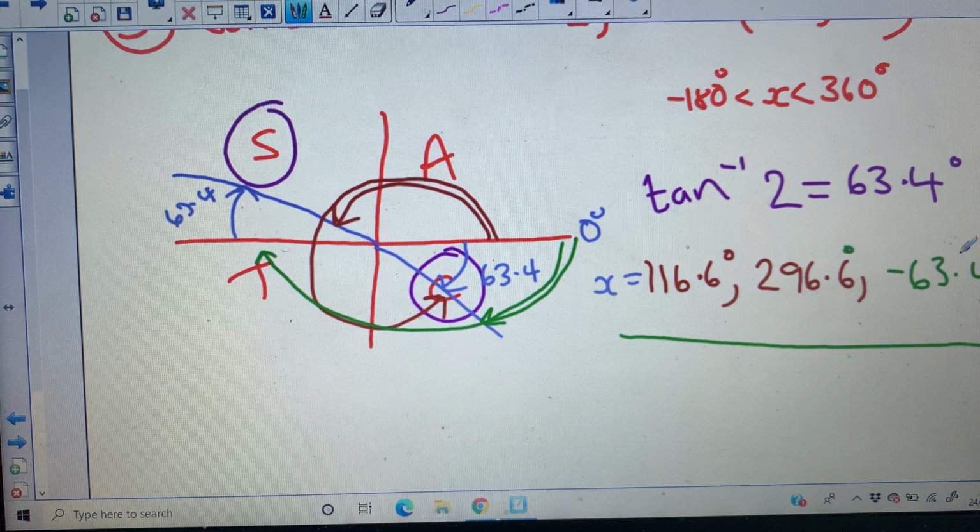And what you could now do as a quick check, I will show you how to do a check another way in a moment, is find the tan of those 3 angles, and hopefully the tan of each of them will give you minus 2. Okay, right, let's try some questions.